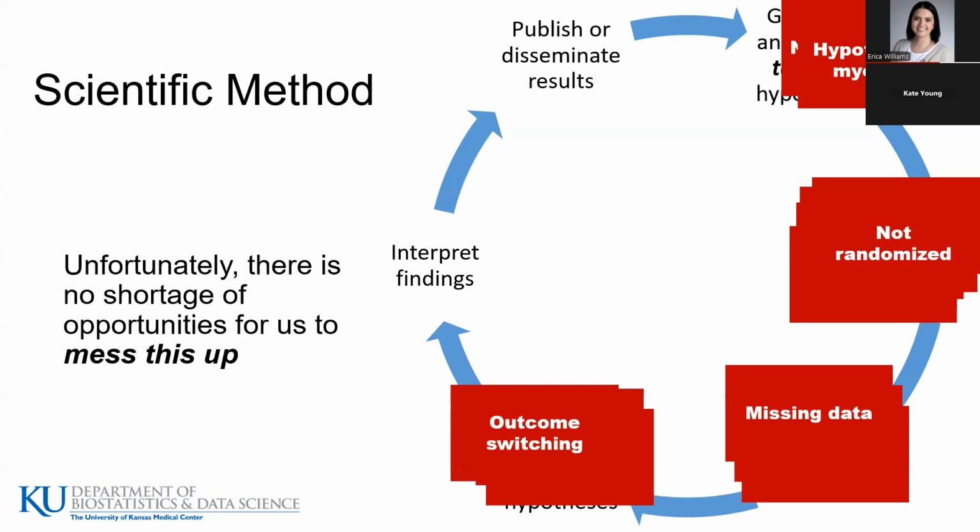Outcome switching is also related to p-hacking. That's the example we showed earlier, where researchers changed their endpoints after looking at the data. Excluding data for any reason other than if you know the data is incorrect, just to find a statistically significant result, is going to invalidate your findings.